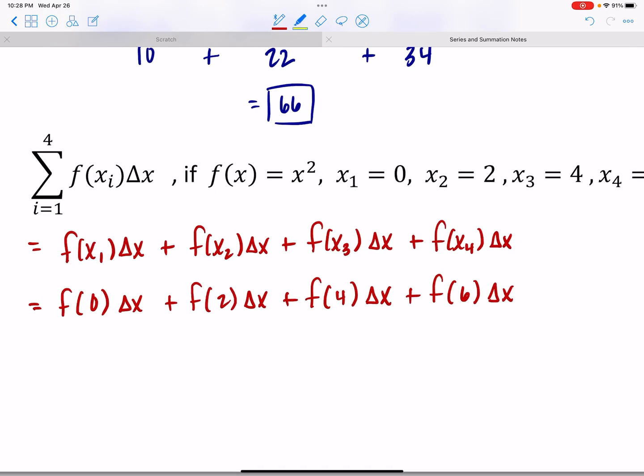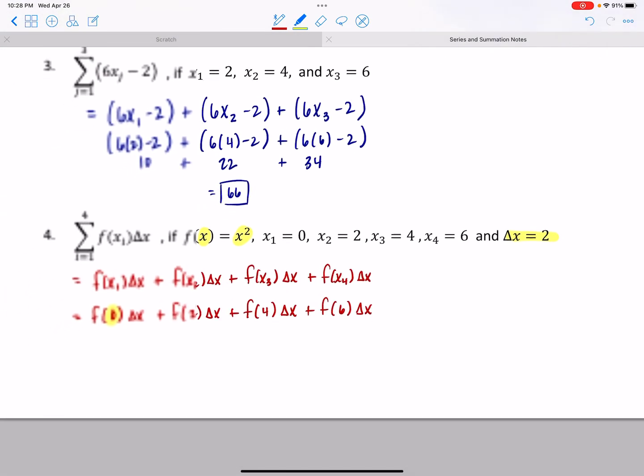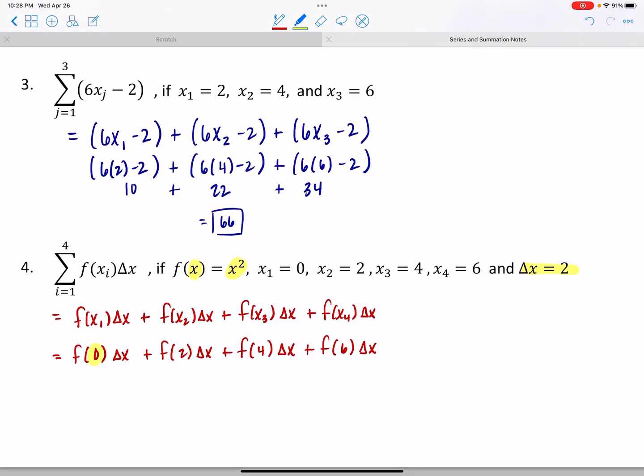Okay? Now, for the next step, I'm going to do two things at once. f of 0 I know how to find. That means input a 0 into f of x, which is x squared. And also I'm given down here at the end, I'm sorry for the zooming, that delta x is equal to 2. So I'm going to input 0, 2, 4, and 6 into my function, and then each of those function values gets multiplied by my delta x, which is 2. Okay? So lots of highlights, but I think you see where I'm going.